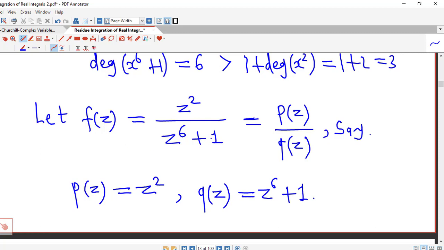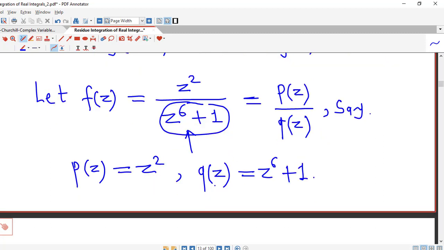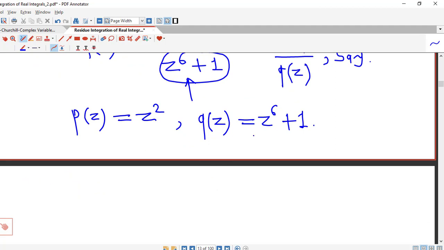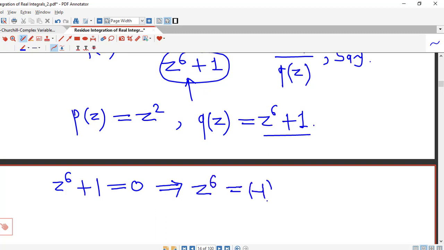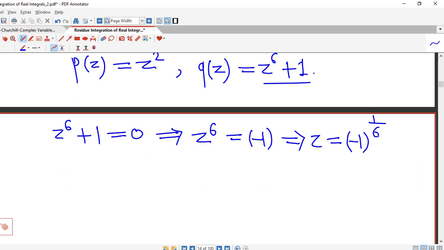Now this f(z) is a rational function, so the poles of f(z) will be the zeros of q(z), that is, those values of z for which z raised to 6 plus 1 becomes 0. So first we solve z raised to 6 plus 1 equal to 0. This gives z raised to 6 equal to minus 1, and this implies z is minus 1 to the power 1 by 6. So we have to find the 6th roots of minus 1.